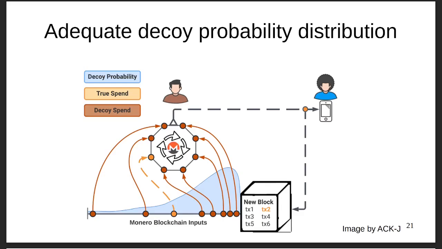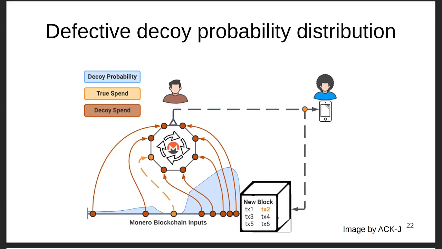The dark red circles are the decoys that this particular transaction actually selects to include in the ring. More of them are selected from where the blue probability density function is tall, as expected. Only a few are selected from where the probability density is thin. The real spend is the orange circle. Someone observing the blockchain doesn't know which one is the real spend, but they do know the age of each ring member.